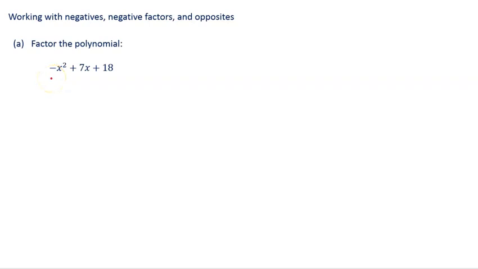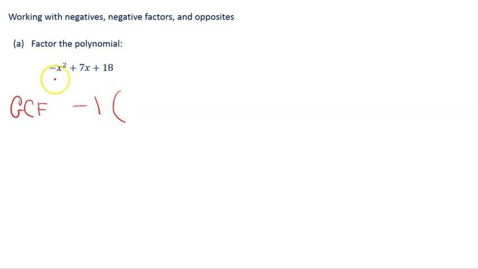And so notice a couple of things. This is in descending order. You've got an x squared first, an x to the first next, and a constant last. It's in the right order, but your leading coefficient is negative. The easiest way to factor that is first to factor a greatest common factor. So, we call that a GCF of -1. So we're going to pull out a -1.